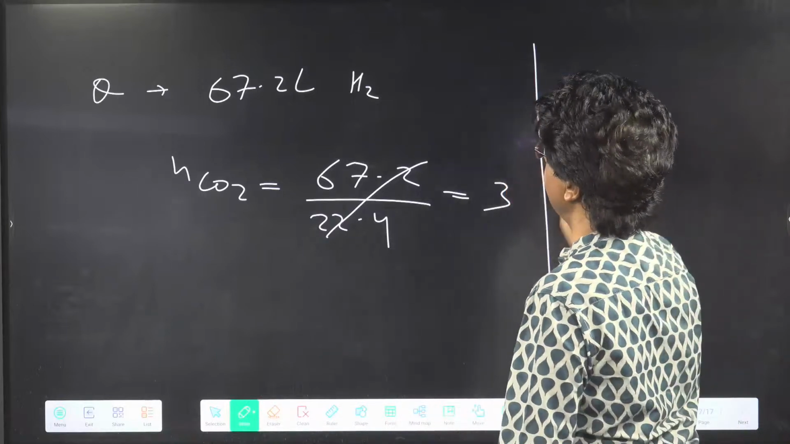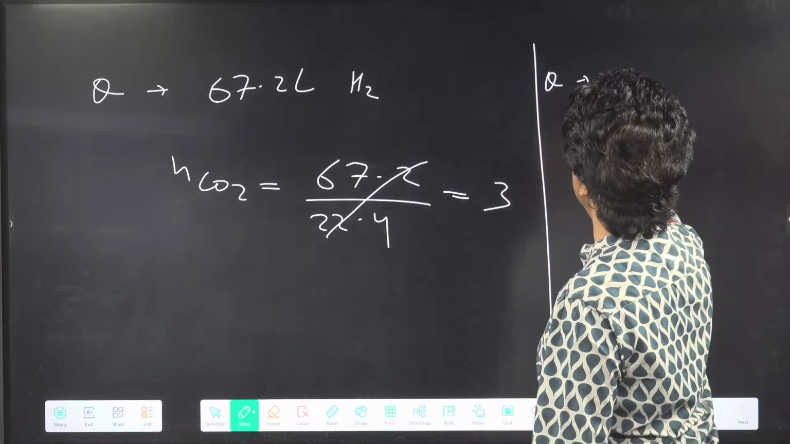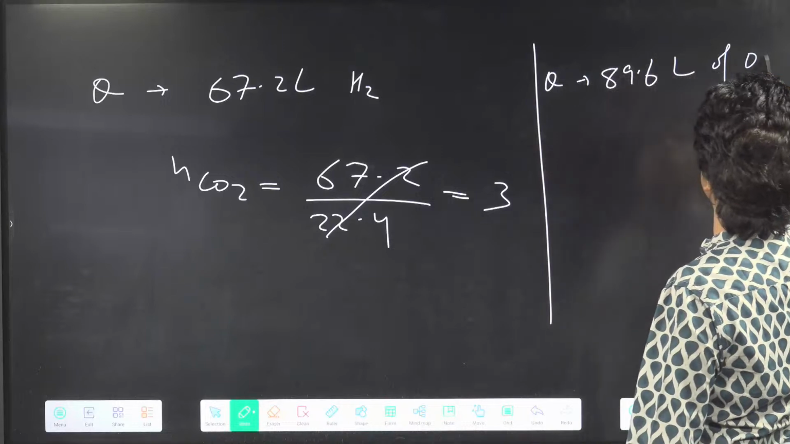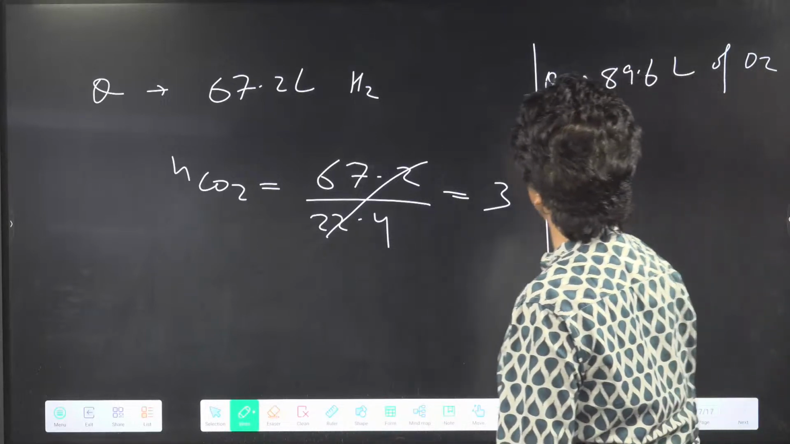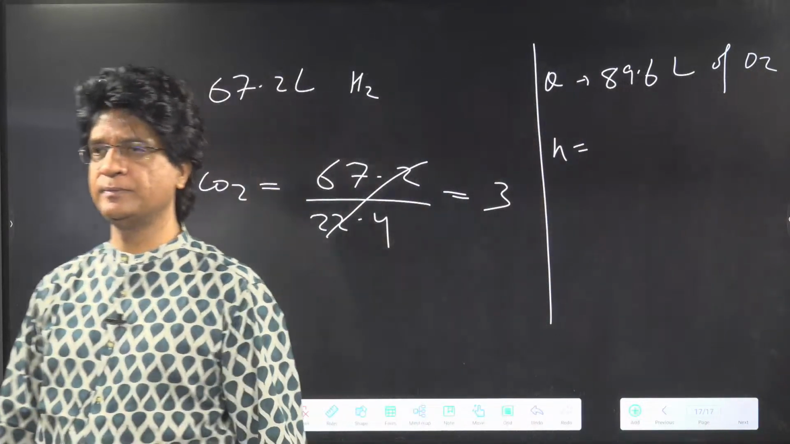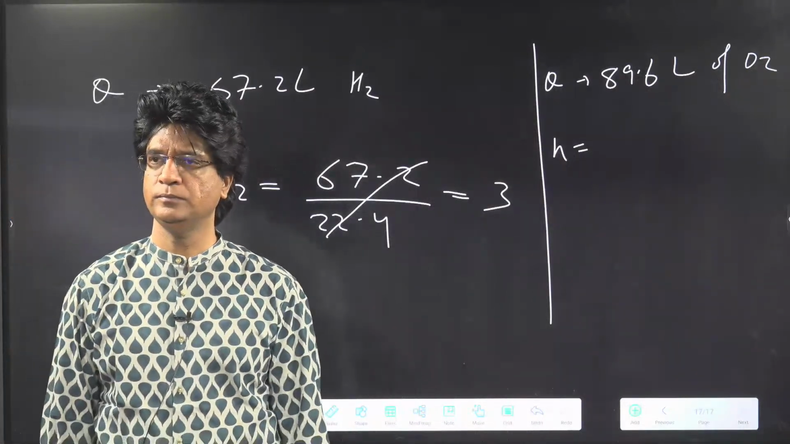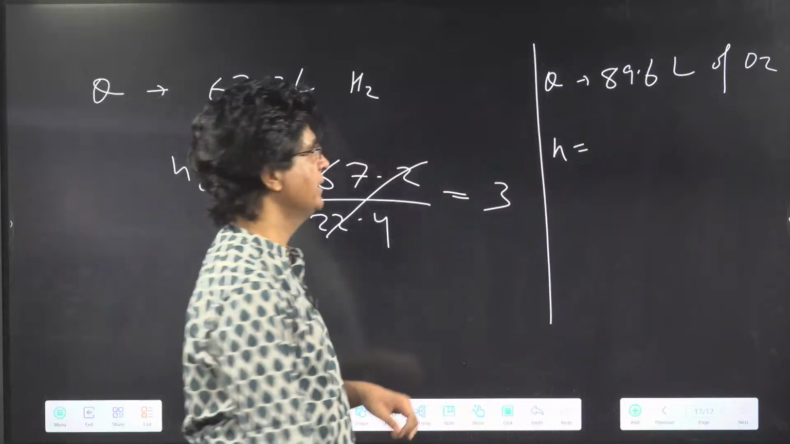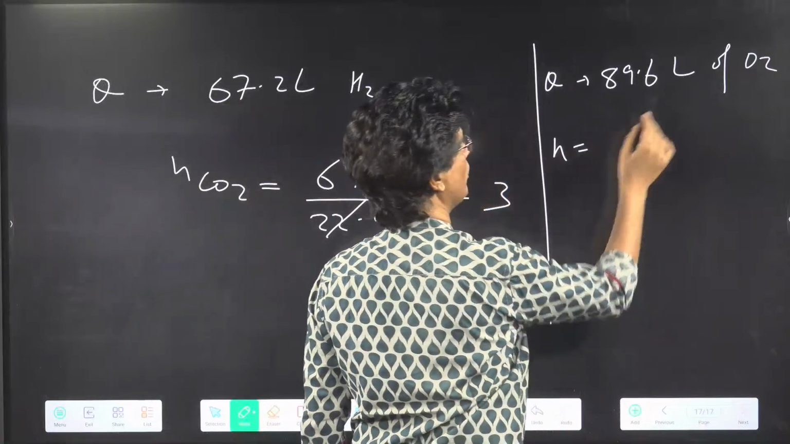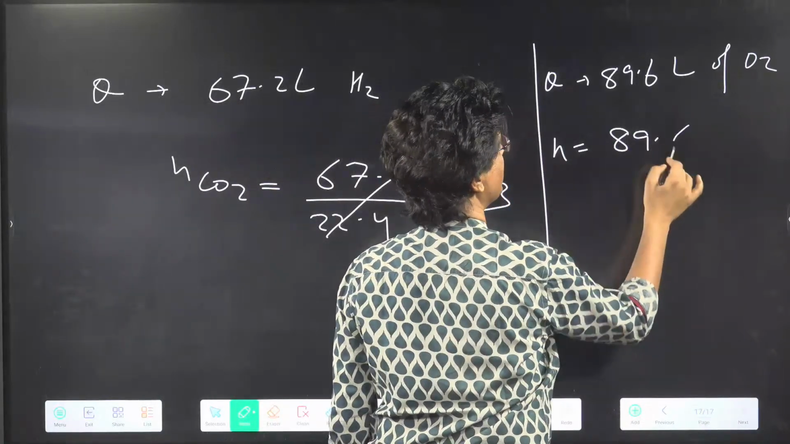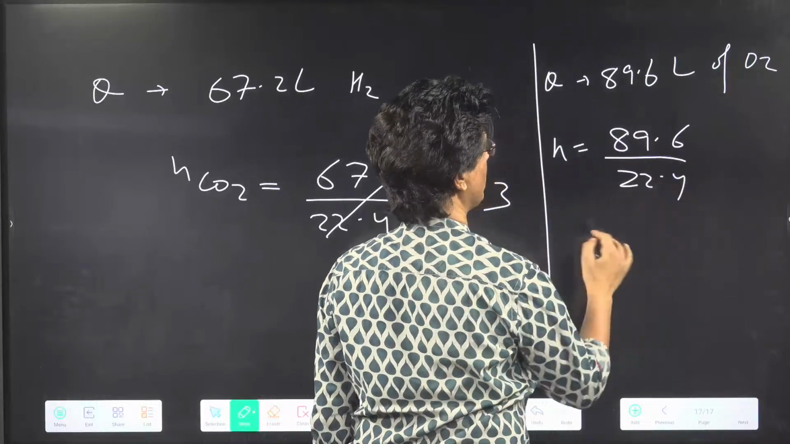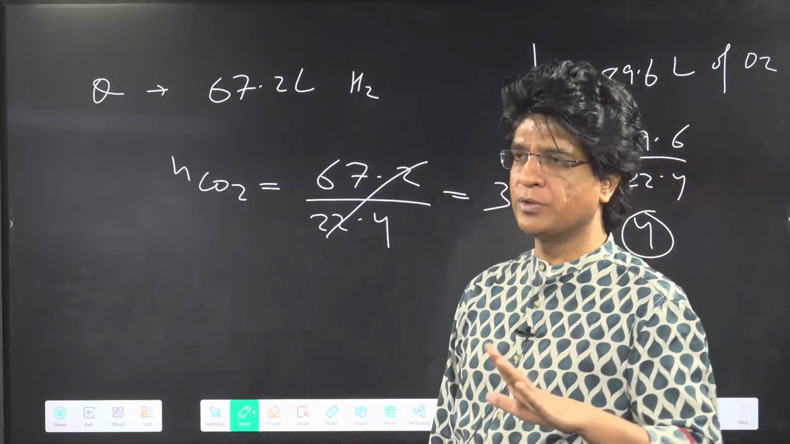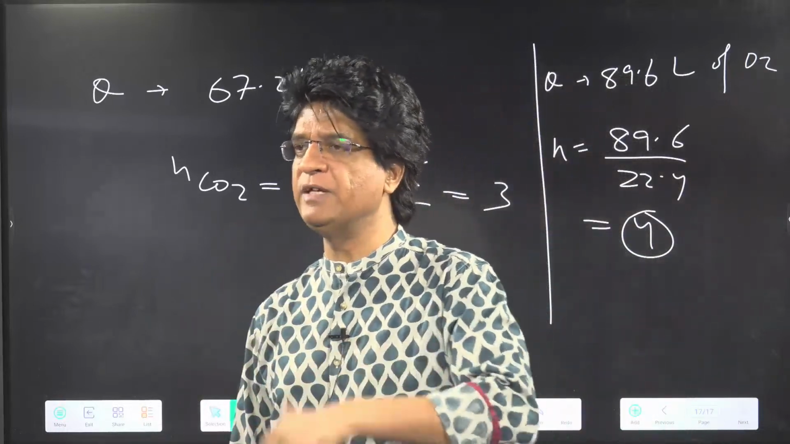Similarly, who will tell me? If I say we are having 89.6 liters of O2, find the number of moles. Remember these values, that's what I'm saying. So the number of moles of O2 will be 89.6 upon 22.4. That will be 4 moles. Once you are done with these values, your journey will become comparatively easier.